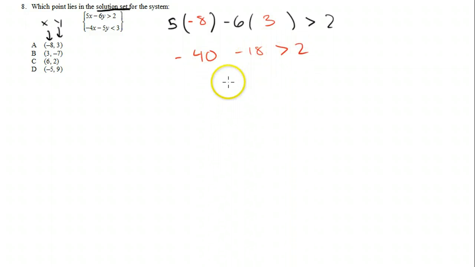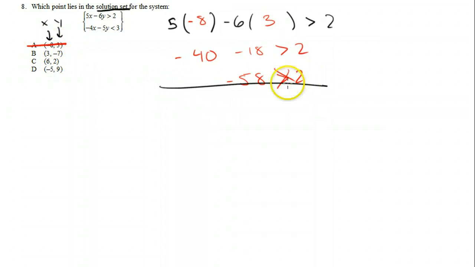So I got 5 times x minus 6 times y is greater than 2. So let's try the first one. I'm going to put in negative 8 for x and 3 for y. So 5 times negative 8 minus 6 times 3. I'm going to get negative 40 minus 18 is greater than 2. And clearly this is going to be negative 58, which is not greater than 2. That doesn't work. So it cannot be this first one. Let's try the next one.